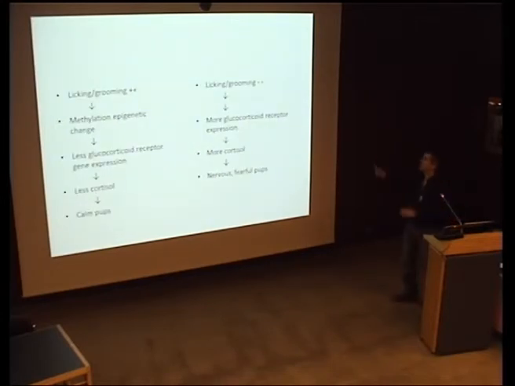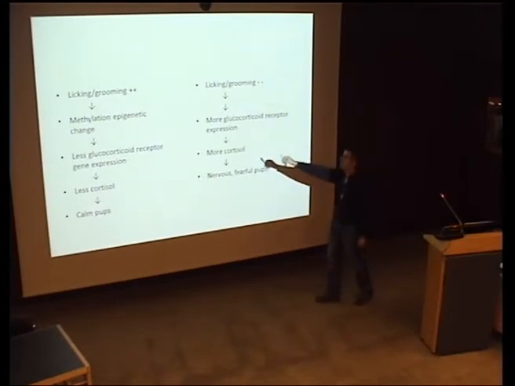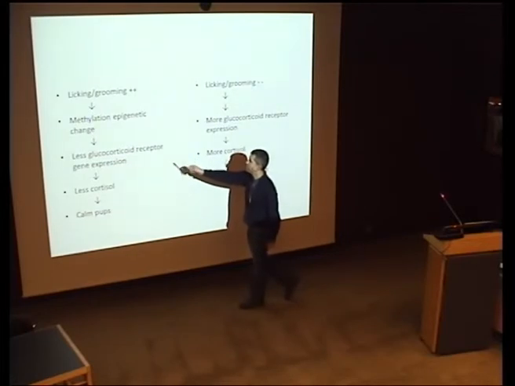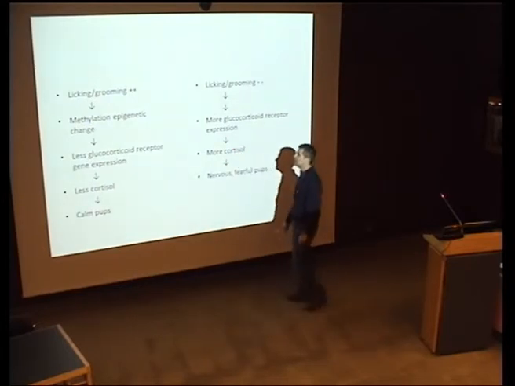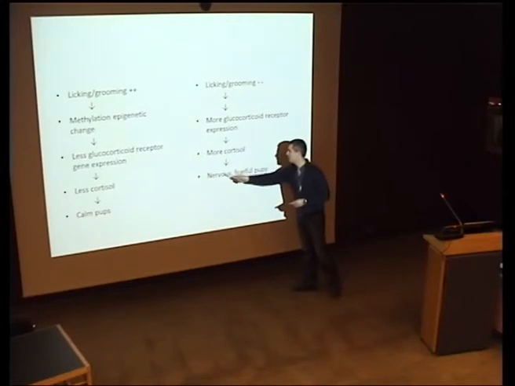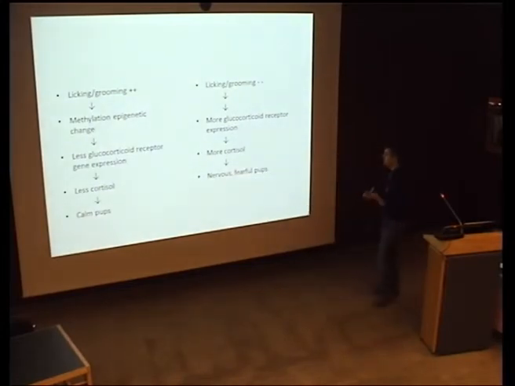So there were two groups. The mothers that licked and groomed more, they saw that there was a methylation change that led to less glucocorticoid receptor gene expression, that led to the production of less cortisol, and the effect was more calm pups. The mothers that licked and groomed less, the result was completely different: more nervous and fearful, avoiding pups.